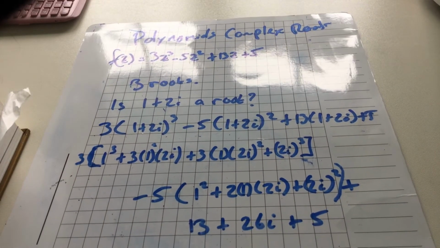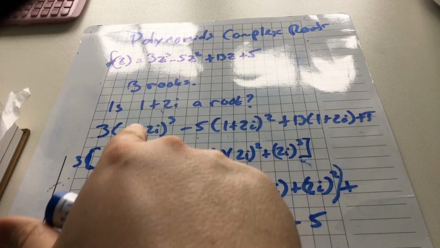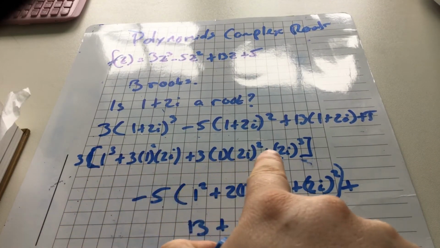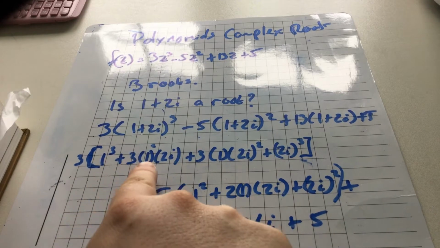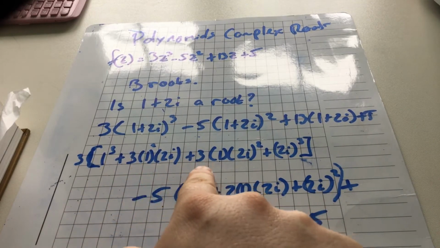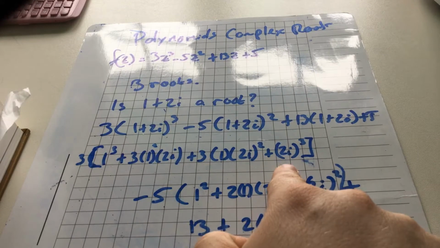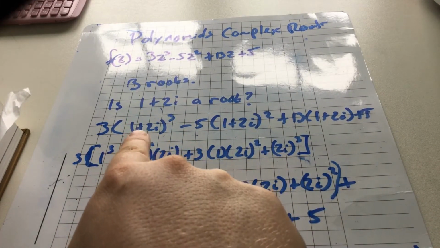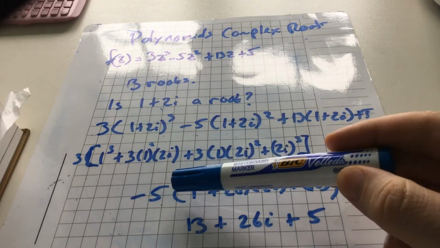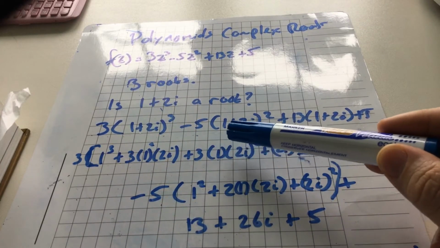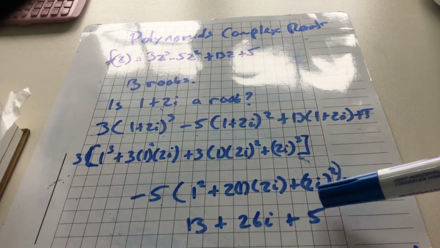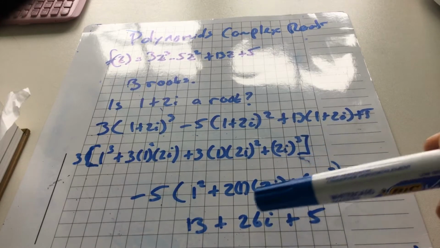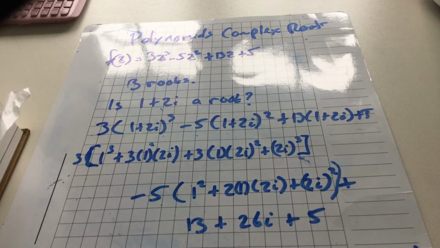If you've had a go at it, here's the first line. Cubing a bracket, if you remember Pascal's triangle, 1, 3, 3, 1: first one cubed, 3 times the first one squared times the second one, 3 times the first by the second one squared, and then the last one cubed. So that's from your Pascal's triangle. You can, of course, write the bracket out 3 times and multiply. Minus 5 by its square: the first one squared, 2 times the product plus the last one squared, and then 13 by 1 is 13, and 13 by 2i is 26i, plus 5.